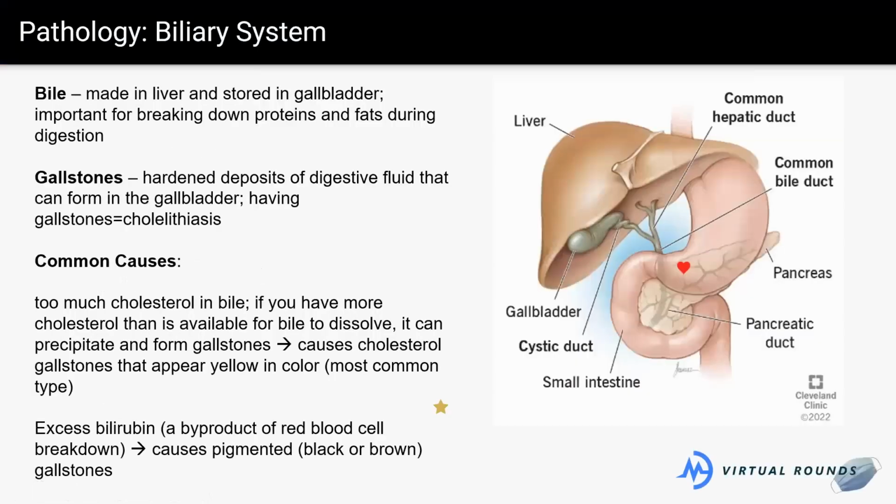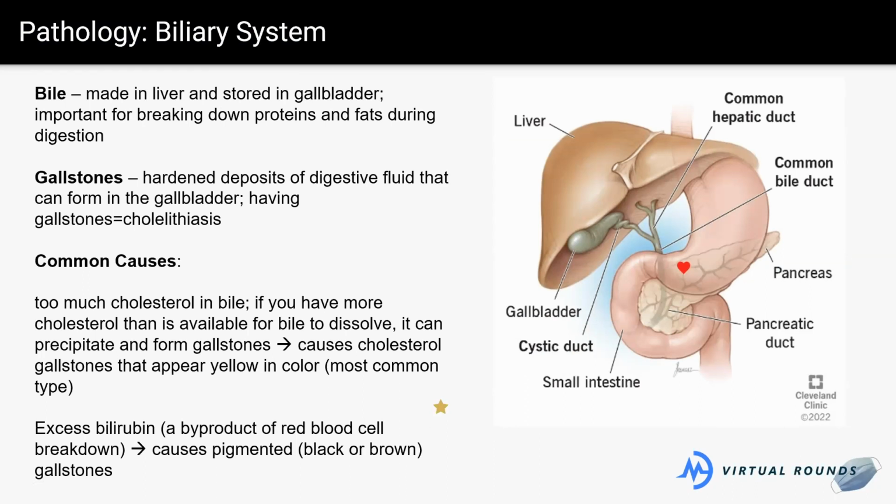Great. So let's talk a little bit about the pathology of the biliary system. Bile is made in the liver and stored in the gallbladder. It's important for breaking down proteins and fats during digestion. But we can have an issue with the gallbladder. Specifically, we can have gallstones, which are hardened deposits of that digestive fluid. Most times it's because there's too much cholesterol in the bile. If there's too much cholesterol and not enough bile to dissolve it, then it can precipitate as little stones. Cholesterol stones are yellow in color, and they're one of the most common.